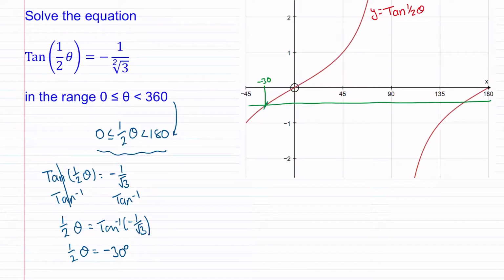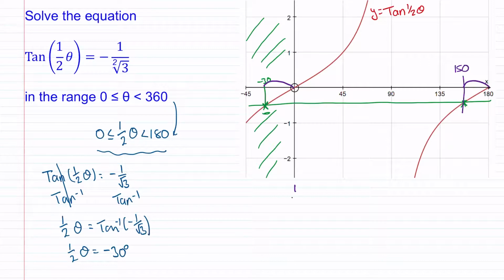Now, this solution we're not going to include because it is outside of our range, and our range starts from 0. So the solution that we will include is this one here. But we know that this is 30 degrees back from y equals 0, or 0 degrees. So this will be 30 degrees back from 180. So this will have a solution of 150. So 1/2 of theta has one solution at 150 degrees. And because we want theta, we'll multiply this by 2, and we get our solution of 300 degrees.